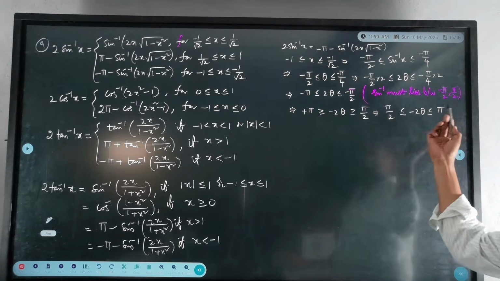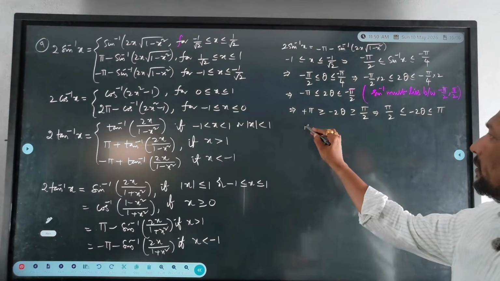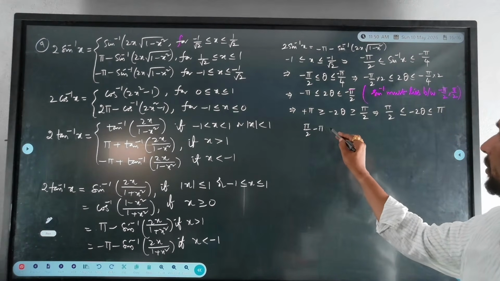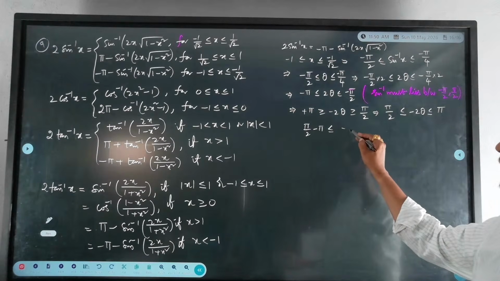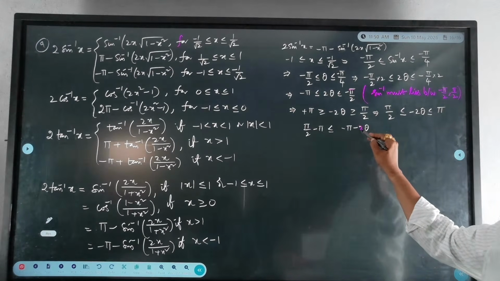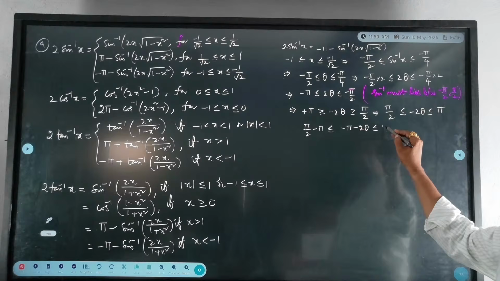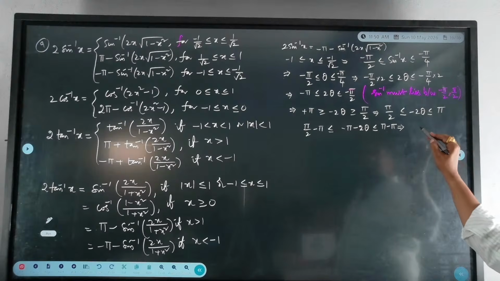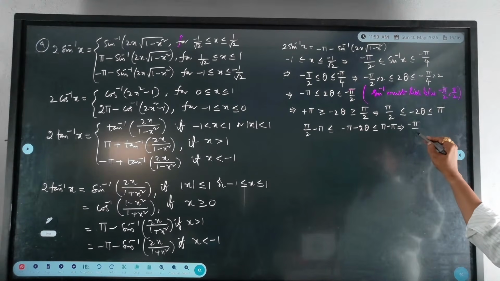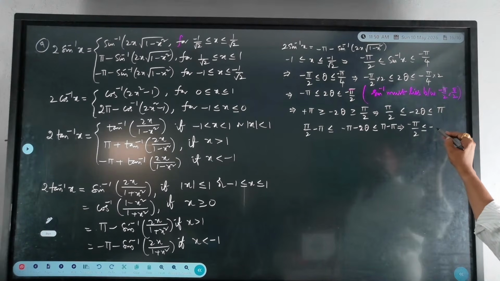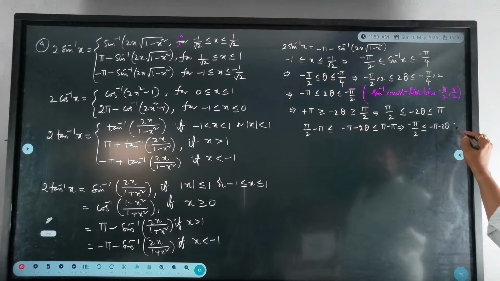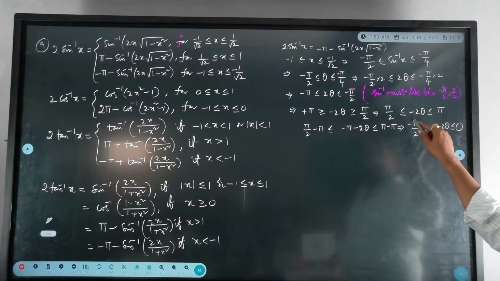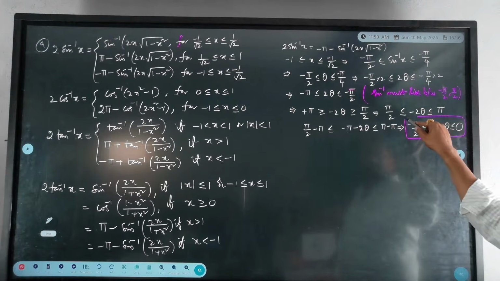Now add minus pi in this. Pi by 2 minus pi less than or equal to minus pi minus 2 theta less than or equal to pi minus pi. That implies minus pi by 2 less than or equal to minus pi minus 2 theta less than or equal to what we require.